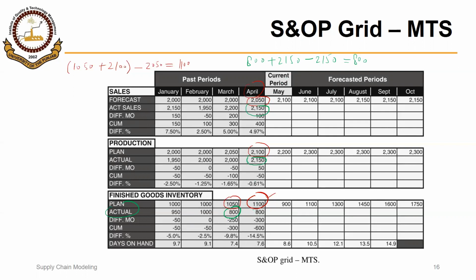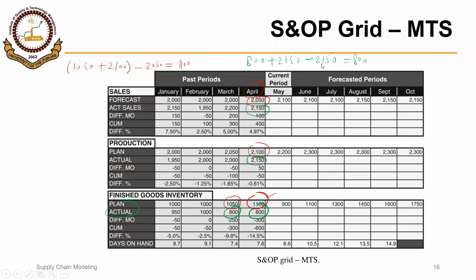So we planned to have a finished good inventory of 1100, but actually we are having a finished good inventory of 800 units. And you can calculate the difference and the cumulative difference and the difference as a percentage as well.